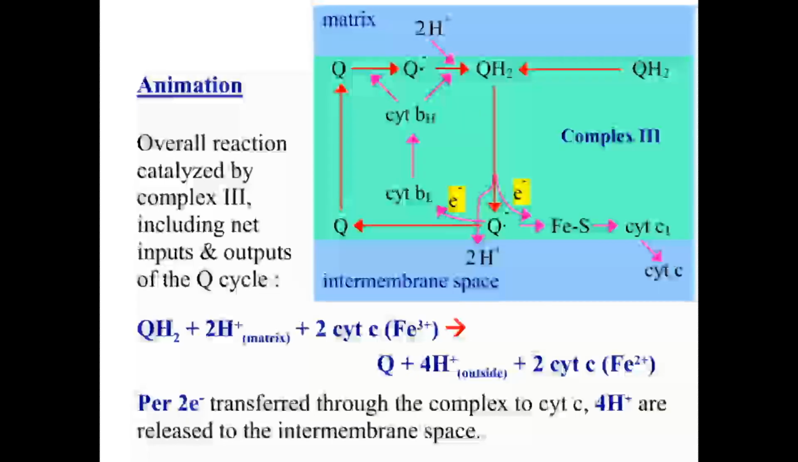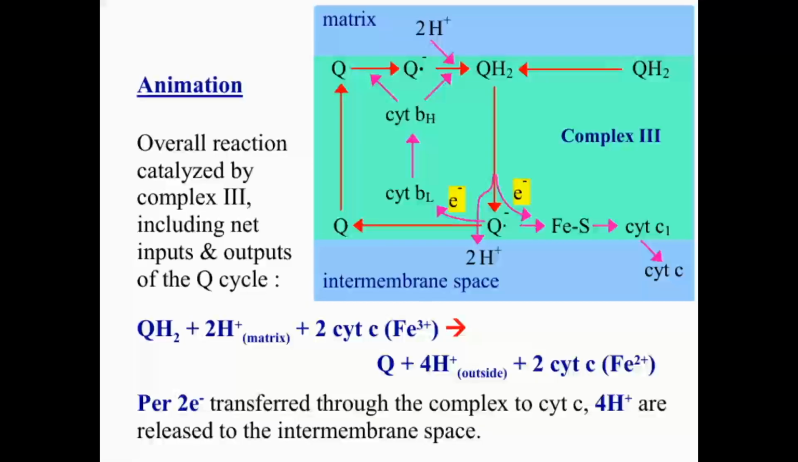This overall process is crucial because it links electron transport to proton translocation, which, as you remember, is fundamental to the cell's energy production. The Q cycle efficiently couples these steps, making complex III a vital component of the mitochondrial respiratory chain. Now, let's look at what's happening with protons in this part of the electron transport chain.